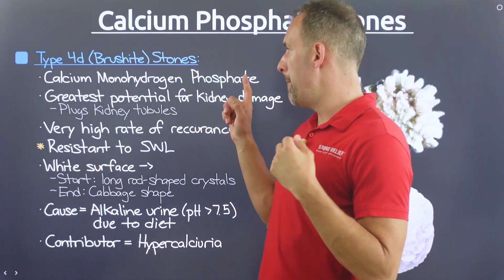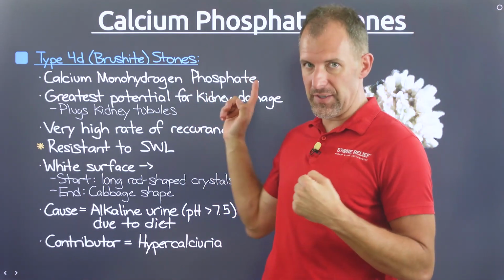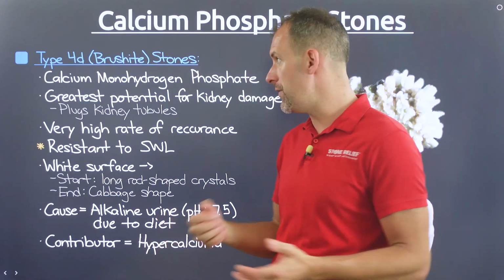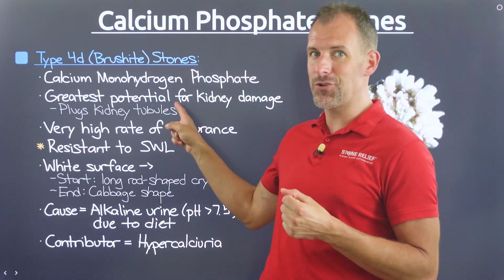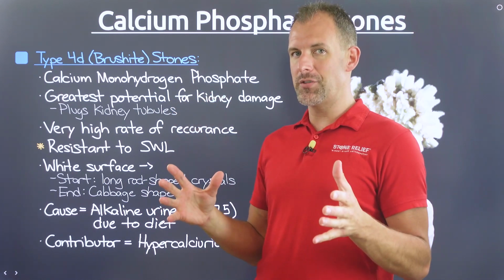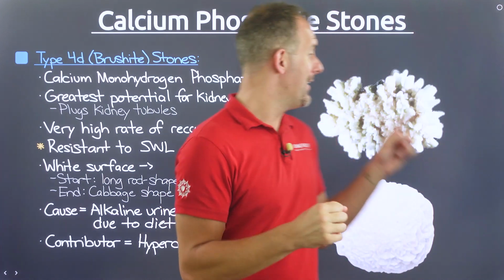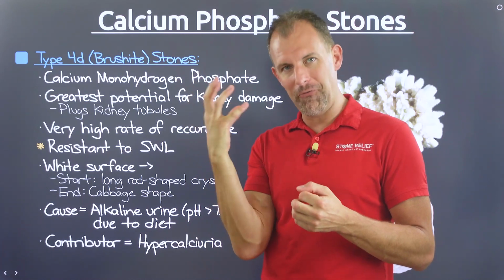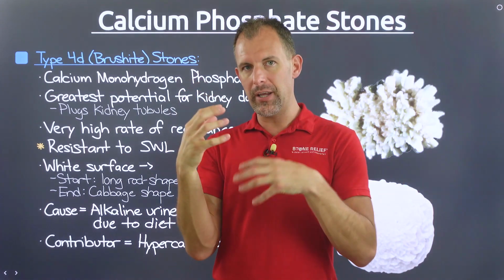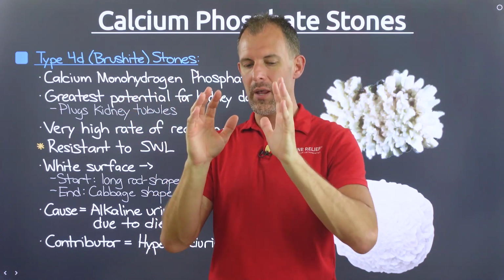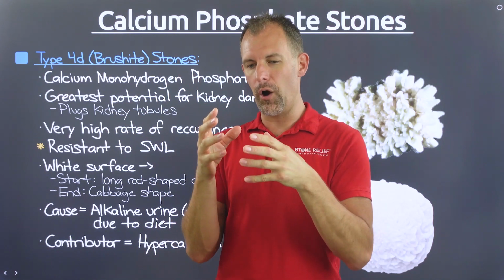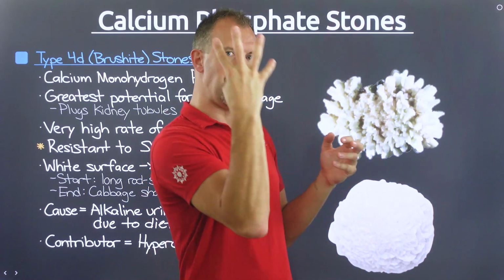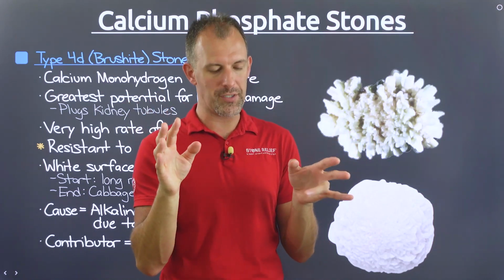Now, these are calcium monohydrogen phosphate stones, which are different from the hydroxyapatite and also the struvite stones that we saw previously. And they have the greatest potential for kidney damage, even beyond those of the staghorn and the struvite stones, because these guys actually grow up into the tubules themselves that are the functional unit of the kidney. This is an oversimplification, but this is where all of the filtering of waste products from our blood happens, which eventually turn into urine. And these guys just get jammed right up in there and they gum up the entire works. And this is a major problem.